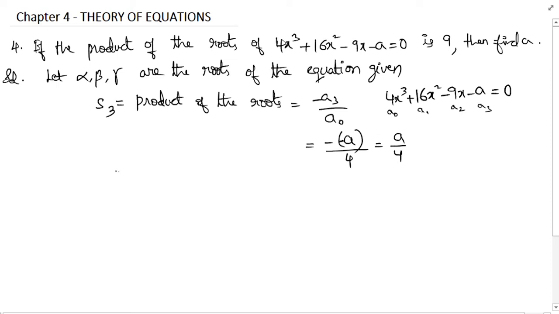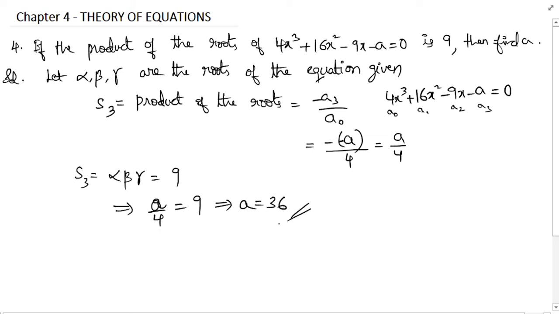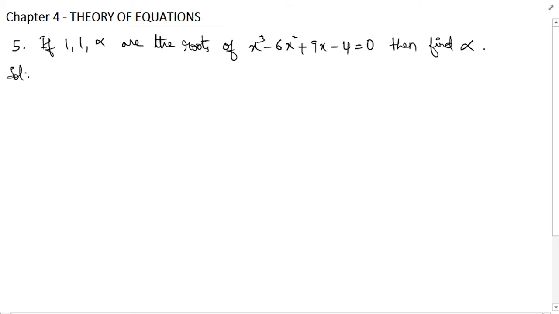And here we know that the product of the roots, that is alpha, beta, gamma, we'll write it as S3, which is equal to the product of the roots, alpha, beta, gamma, is equal to 9. That means a by 4 is equal to 9. That means a is equal to 36. So the value of a is 36. It's a bit simple. So now the fifth one, if 1, 1 and alpha are the roots of the equation given, then find the value of alpha.